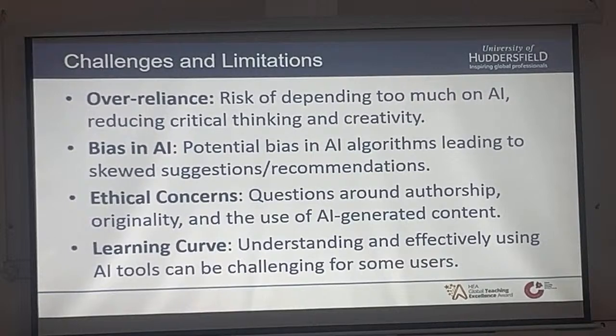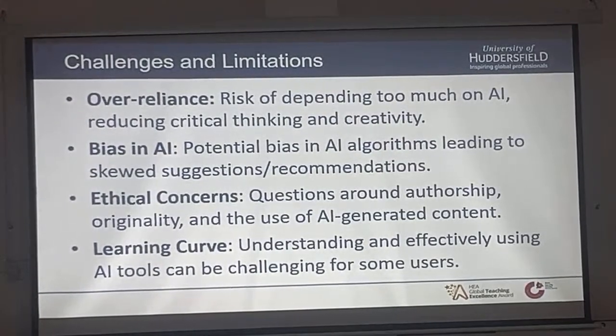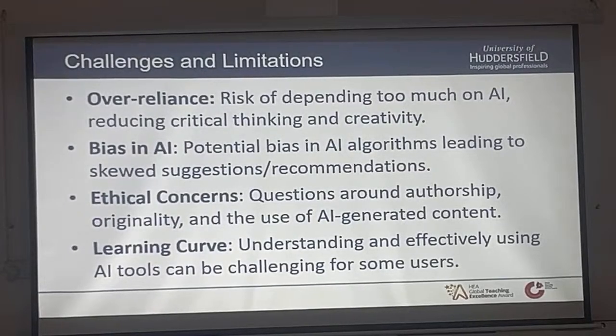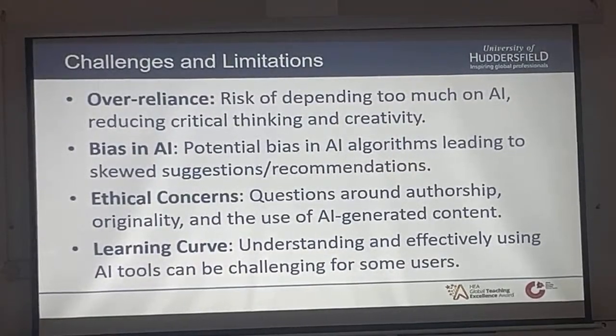Sometimes people depend on AI, and people are worried that they lose creativity and other things. So there is a risk of depending too much on AI, reducing critical thinking and creativity. That's one of the major challenges at the moment in academia. If everything is done by AI, you don't think critically, you don't think about the issues.